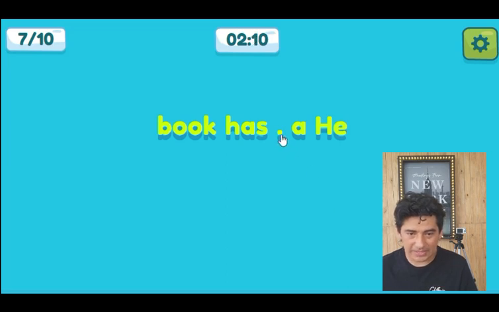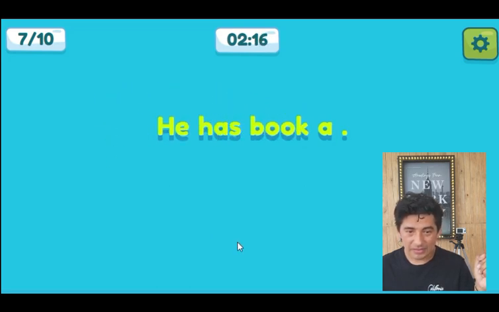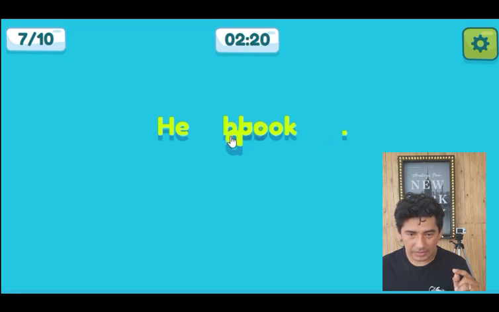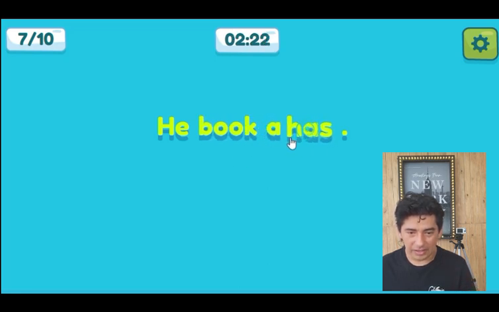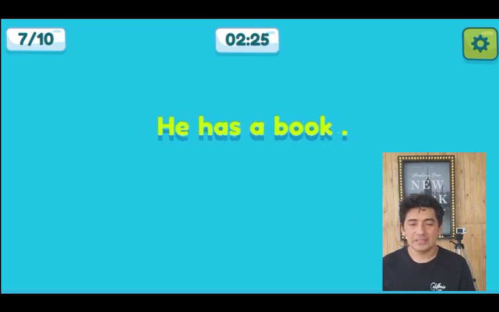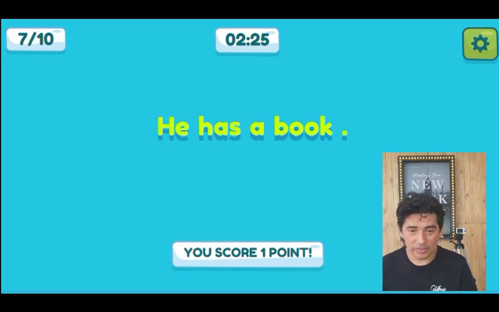Next one, number 7. Period at the end. The personal pronoun at the beginning. Oh no, I need the article here. Oh my God, I don't know what happened. Hey, here, okay. He has a book. Very good.